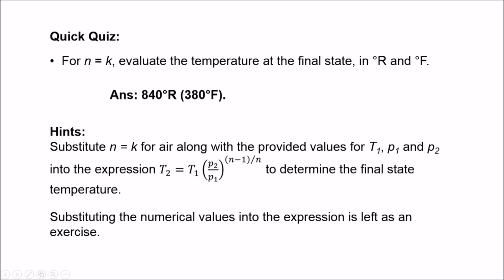In closing, in this example, we have learned to evaluate the work and heat transfer for air undergoing a polytropic compression under two different scenarios. One, for a given value of the polytropic exponent, and two, for a value of the polytropic exponent equal to the ratio of specific heats. We showed that in the second scenario, when n is equal to K, the polytropic process is adiabatic. This concludes the step-by-step solution of the example entitled Analyzing Polytropic Processes of Air as an Ideal Gas.